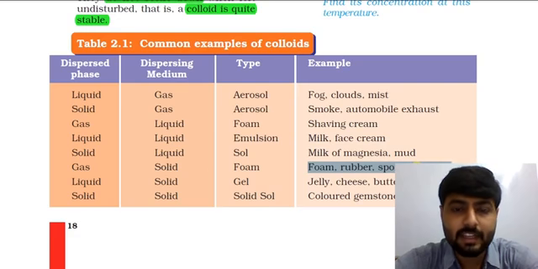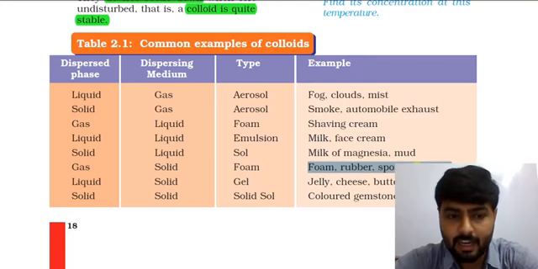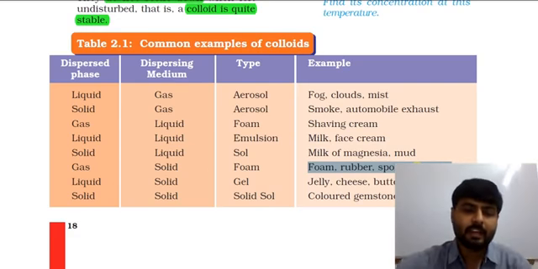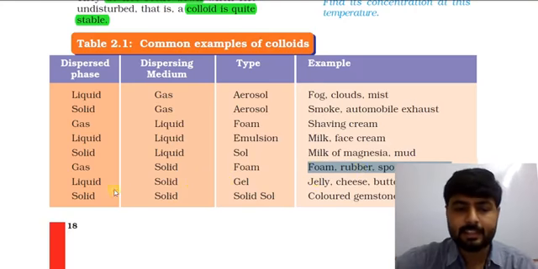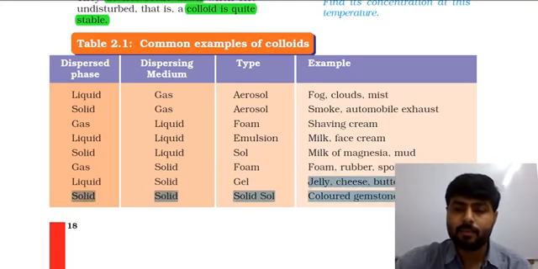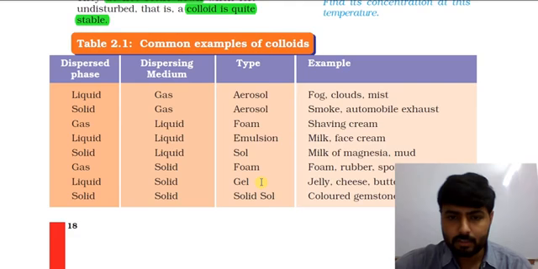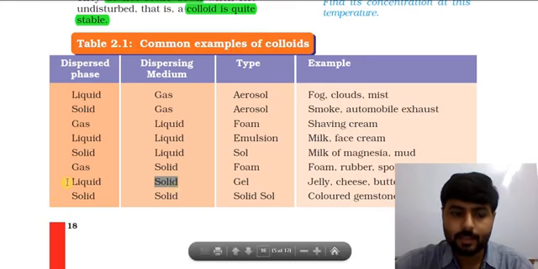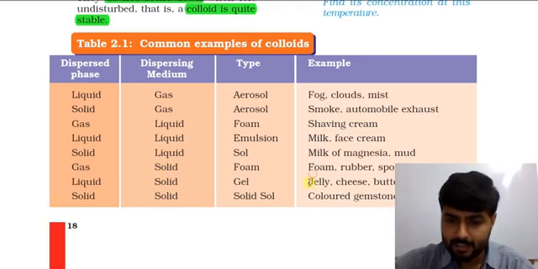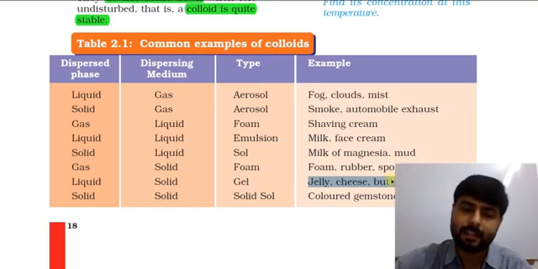After that we have liquid in solid type of colloidal solution, which means solid as dispersing medium and liquid as dispersed phase, that is gel. So jelly, cheese, butter are gel type of colloidal solution, that is liquid in solid type of colloidal solution. Gel as a type of colloidal solution has a solid dispersing medium, the dispersed phase is liquid, and examples are jelly, cheese, butter, etc.